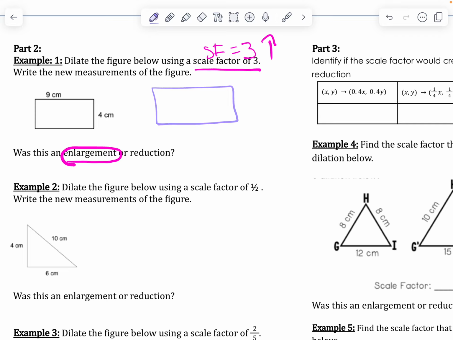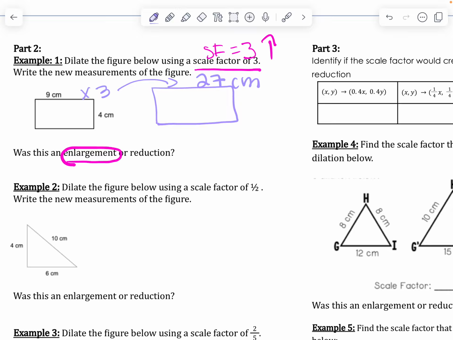To find my new dimensions, all I have to do is multiply by 3. So I'm going to do 9 times 3 to get my new dimensions. I know that 9 times 3 is 27 centimeters. So now my new length for the new rectangle is going to be 27.